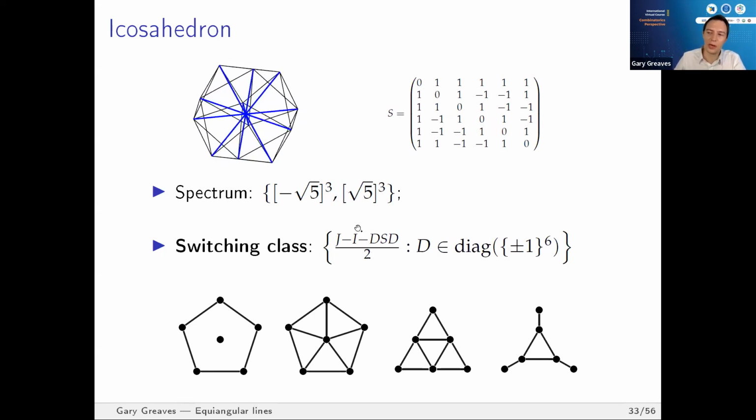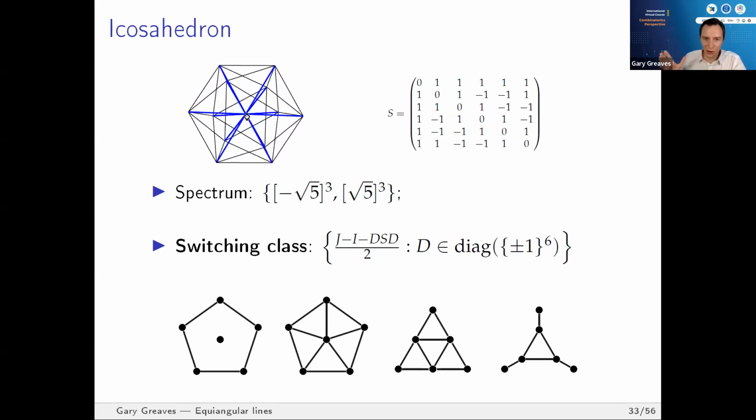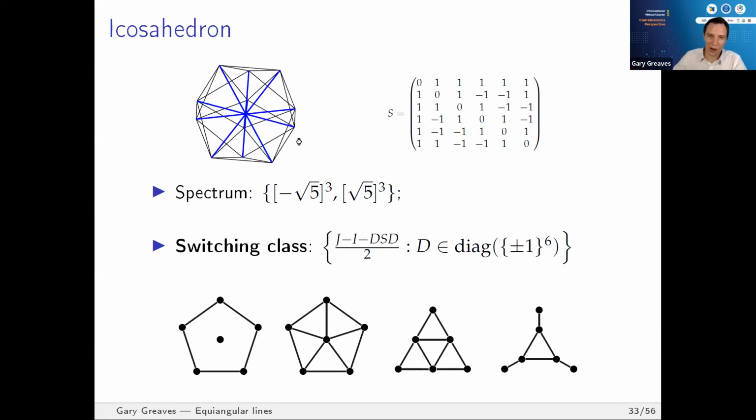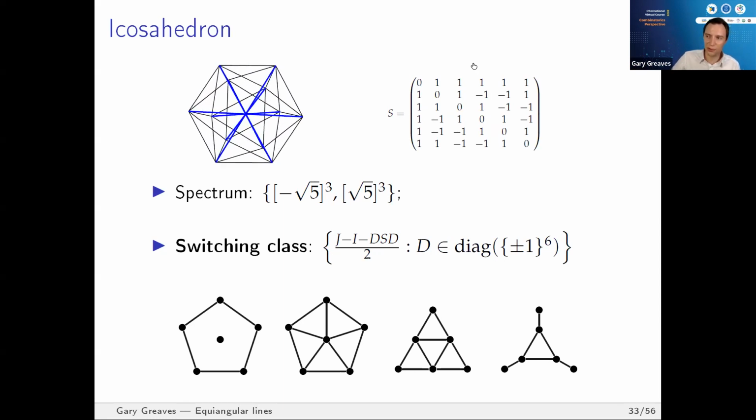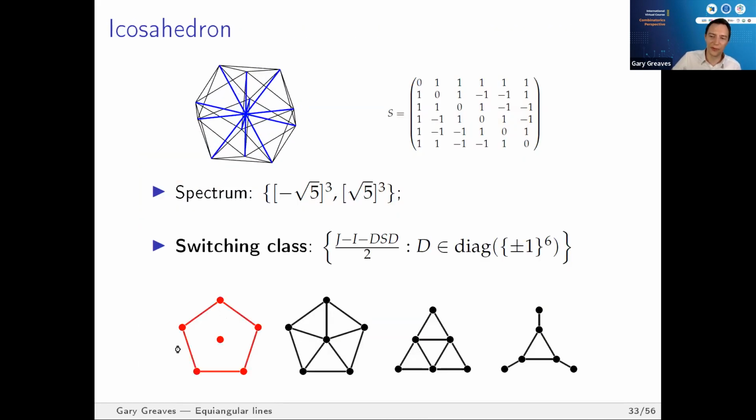And here we're talking about all the different possible graphs. A switching class is where we get all of the possible adjacency matrices that can correspond to a particular equiangular line system, not a particular Seidel matrix. So to try to make that a bit more clear, I've written out the switching class for this configuration of equiangular lines. The first one I've highlighted in red.